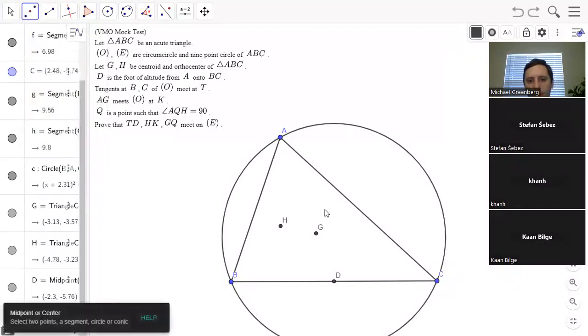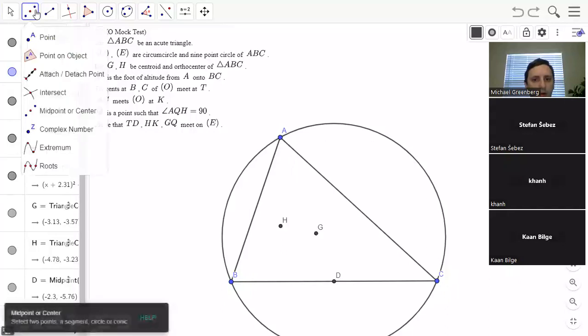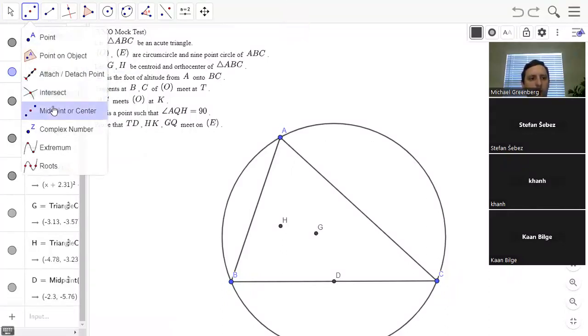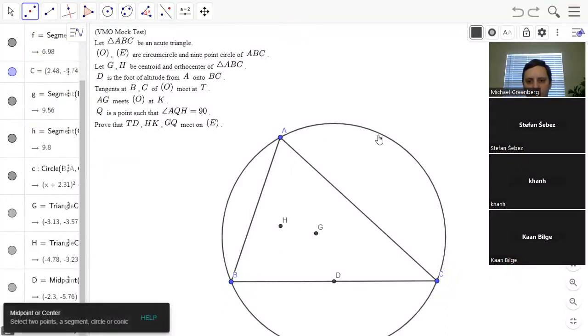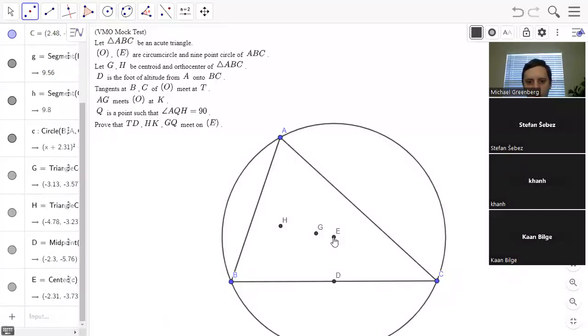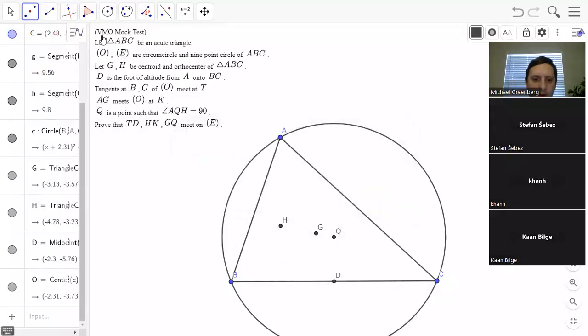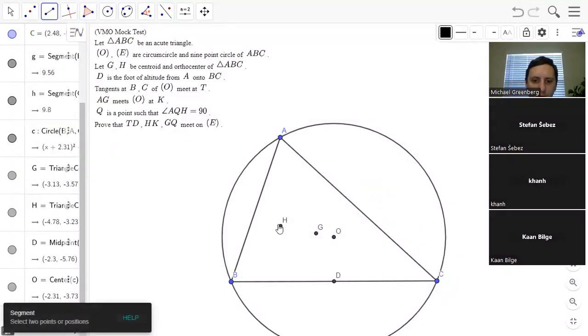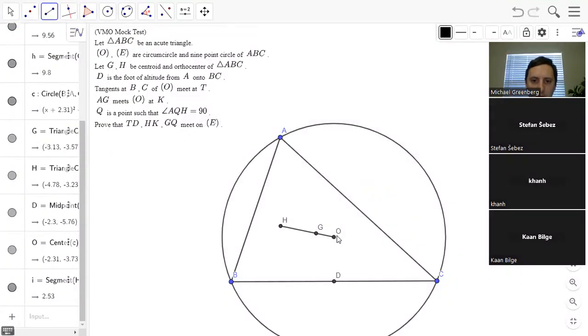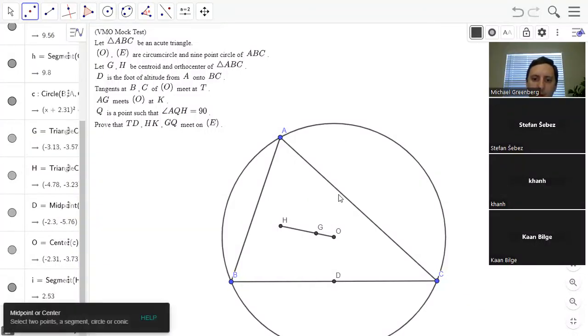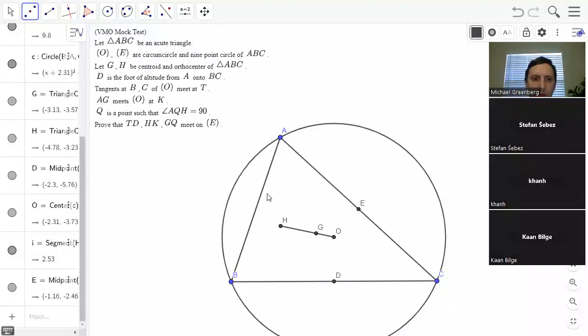So yeah, I could draw the center of the circle just so that we have the Euler line. Call it O. So here's the Euler line. HG is 2GO. I don't know if it's worth drawing all the midpoints, but yeah, I'll draw them just because we're looking at the 9-point center.